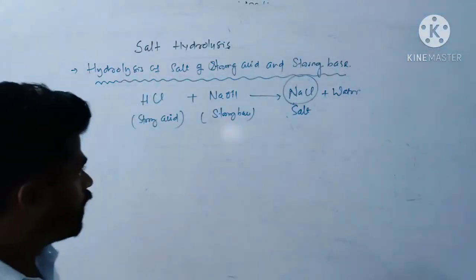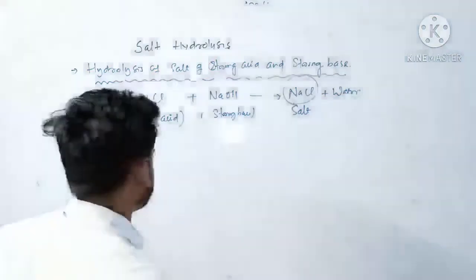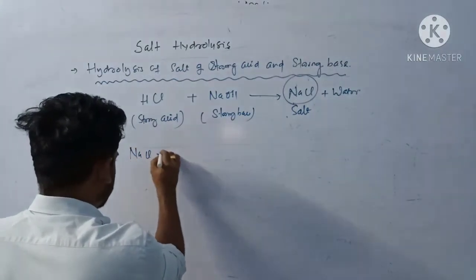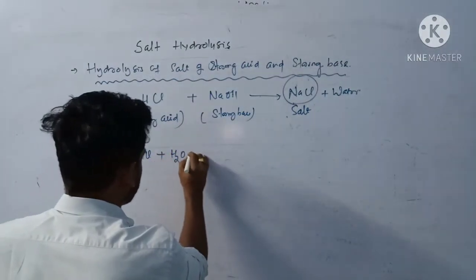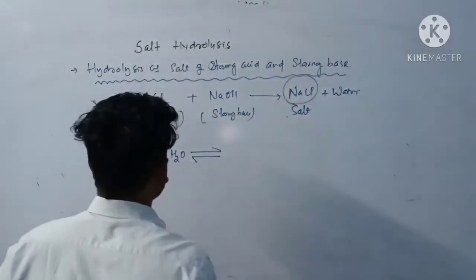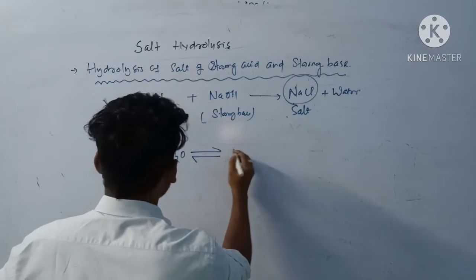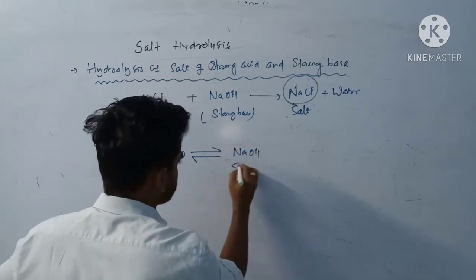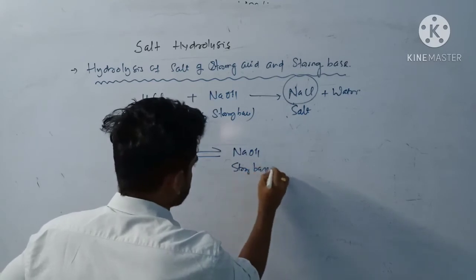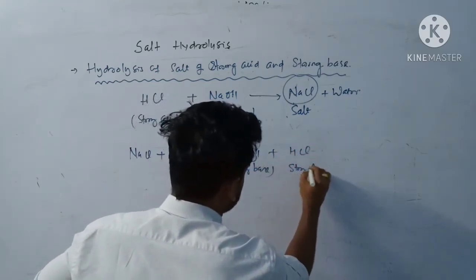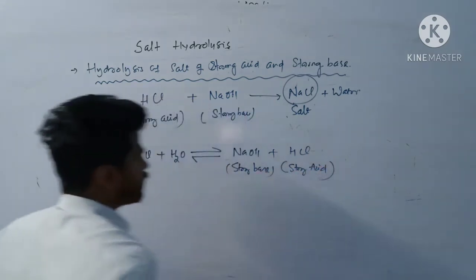Clear? Now let us represent its hydrolysis. NaCl plus H2O giving rise to the corresponding acid and base. So acid, that is NaOH, strong base, plus HCl, strong acid. Clear?